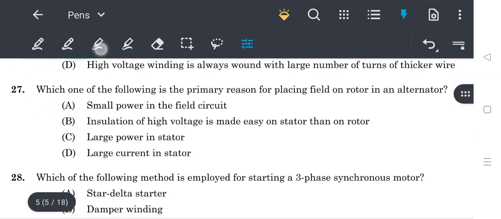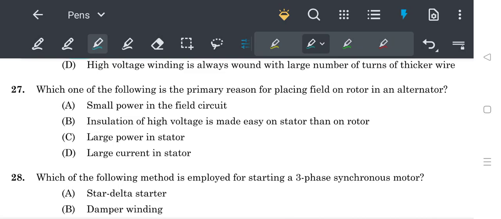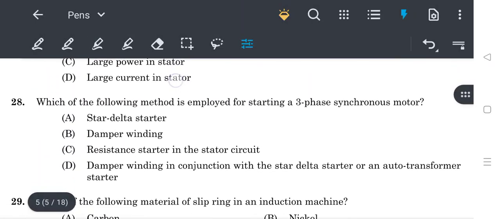Next one, which of the following is the primary reason for placing field on a rotor in an alternator? Answer, option B, insulation of high voltage is made easy on the stator than the rotor.